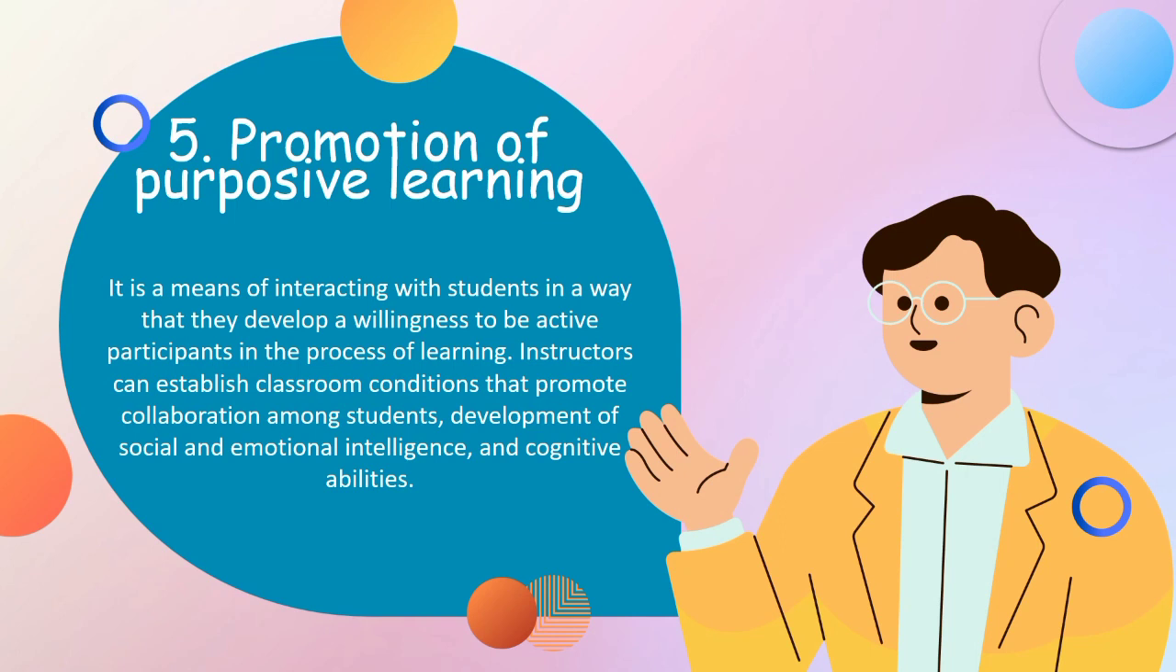The fifth strand of Domain 2 is promotion of purposive learning. Promotion of purposive learning means interacting with students in a way that they develop a willingness to be active participants in the process of learning. Instructors can establish classroom conditions that promote collaboration among students, and develop social and emotional intelligence and cognitive abilities. When students are actively involved in the class, they understand that learning is a process of interacting with information, seeking knowledge, and contributing original thought. As students expand their abilities to learn, you are likely to find improved performance in the development of productive working relationships.